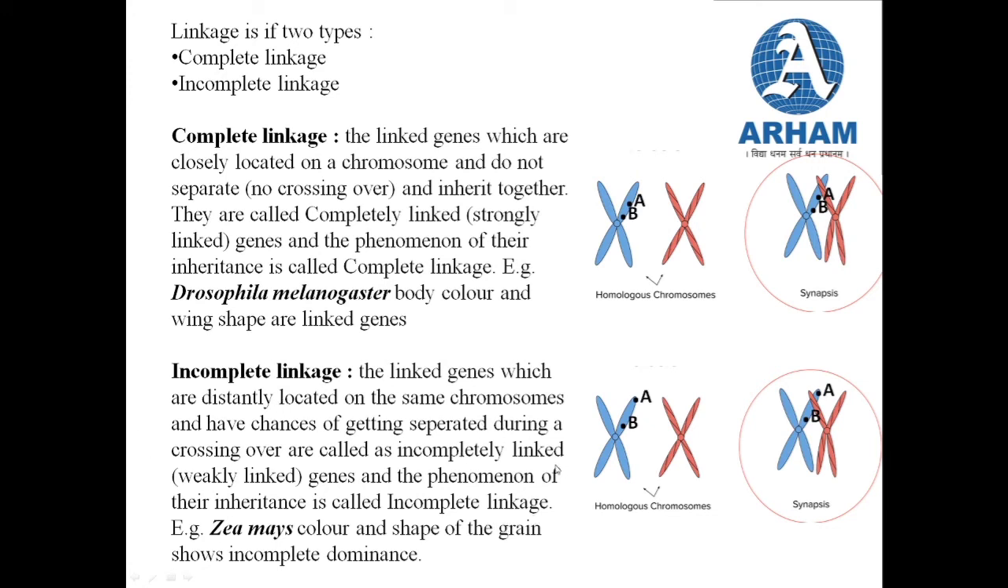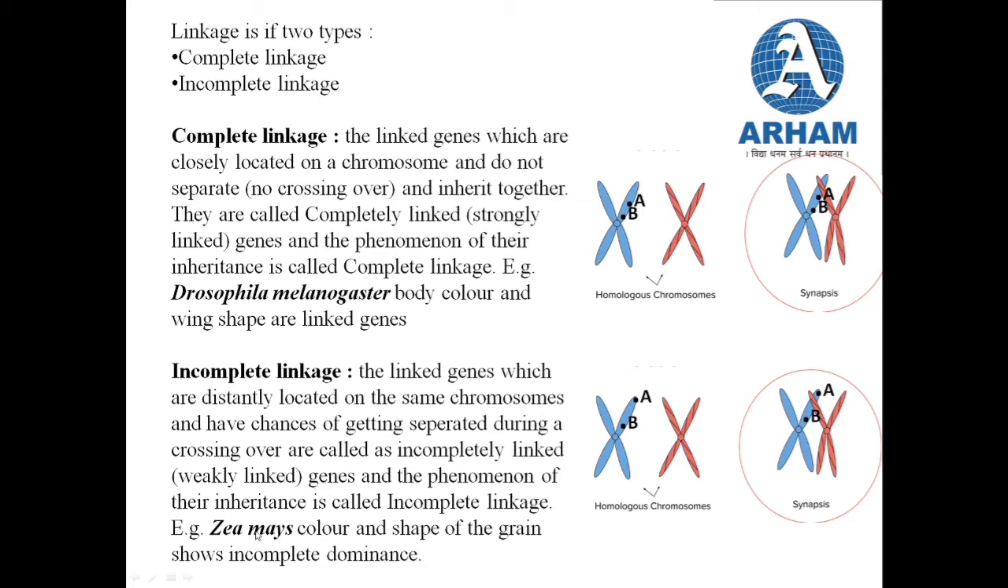What they are saying is, if the two linked genes are placed at a distance on a particular chromosome, and if a crossing over takes place between them, of course these two genes which were linked together will be separated in such a condition, and the phenomenon of their inheritance is called incomplete linkage. As you can see over here, there is a crossing over between them, and because of the crossing over, the two linked genes are separated. So this is incomplete linkage.